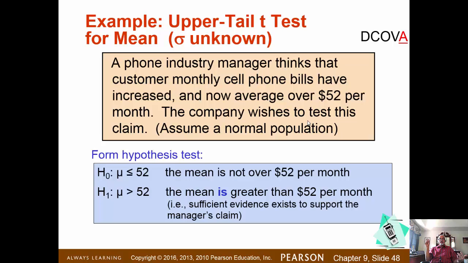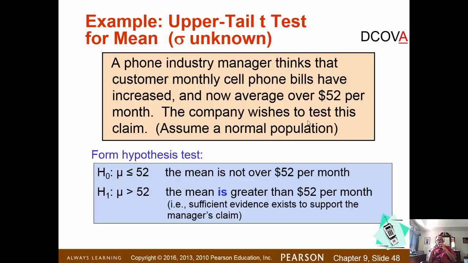So it is not greater than or equal to. Okay, it is greater than 52, and that has to go in the alternative. So that goes in the alternative. So the null, oftentimes it's easier to set up the alternative first. Instead of starting out with the null, you start out with the alternative. Now, once you fix the alternative, then the opposite is the null.